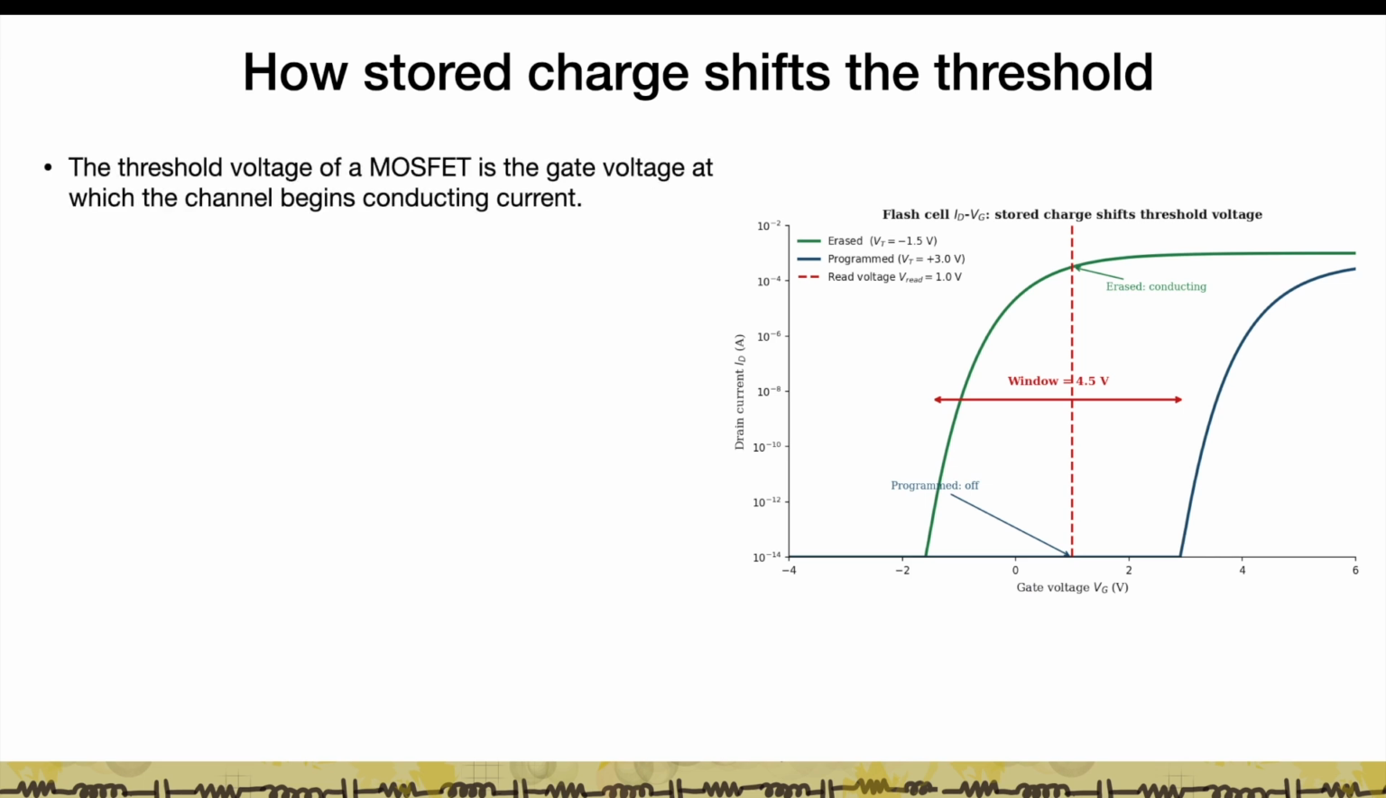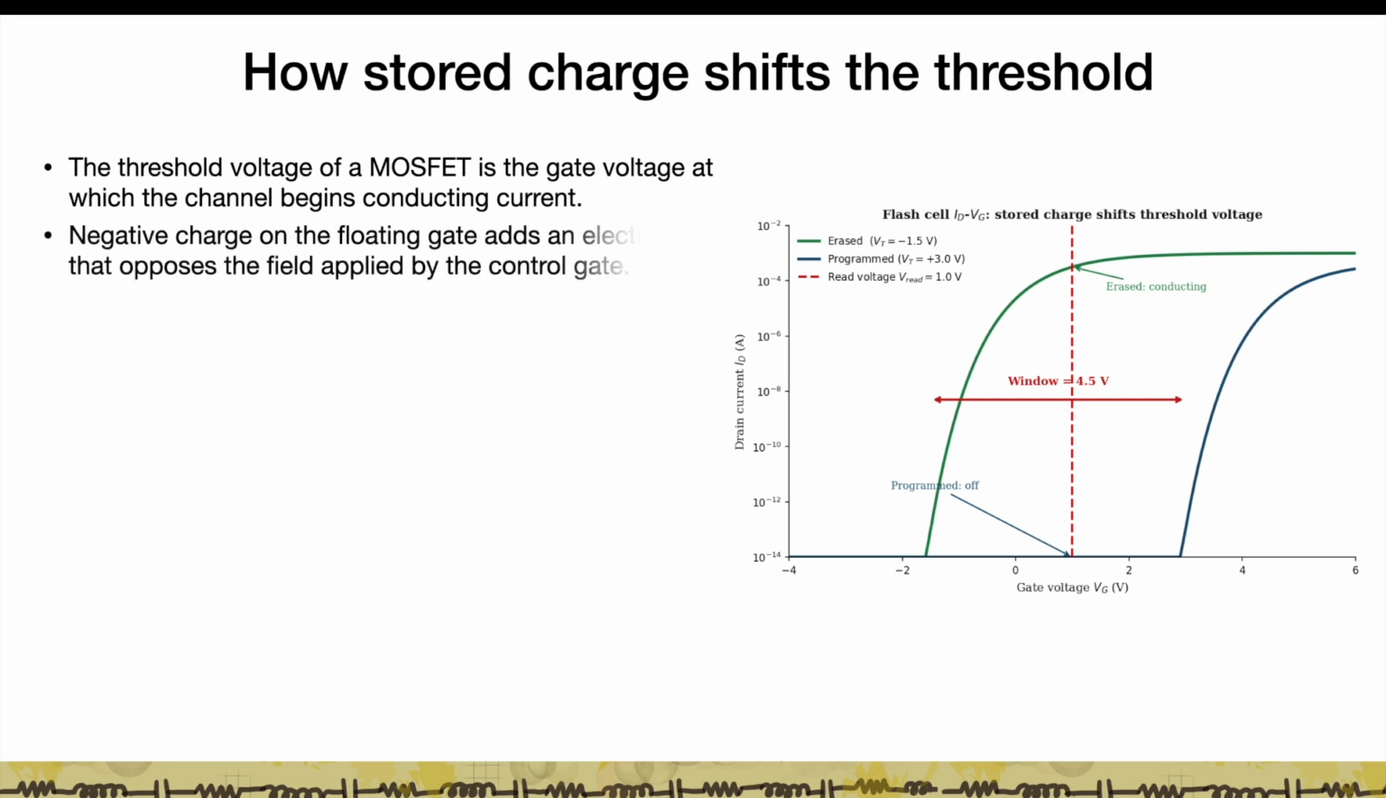Below that voltage, the transistor is off. Above it, current flows. Now, in a standard MOSFET, the threshold voltage is fixed by the doping profile and the oxide thickness that doesn't change during operation. In a flash cell, the threshold voltage is variable. It depends on the charge sitting on the floating gate between the control gate and the channel.